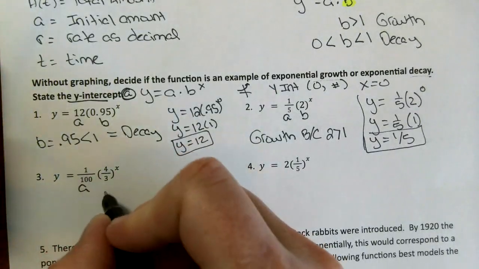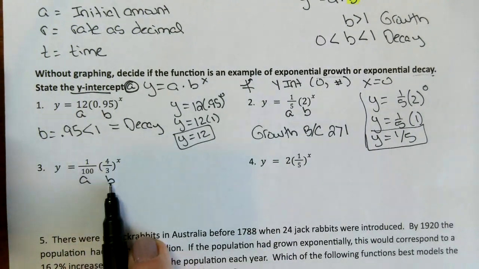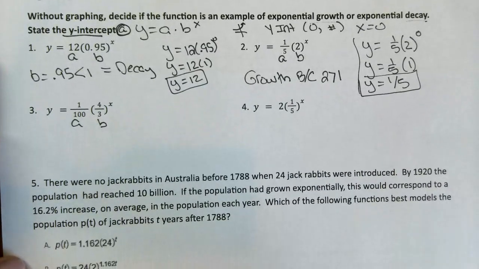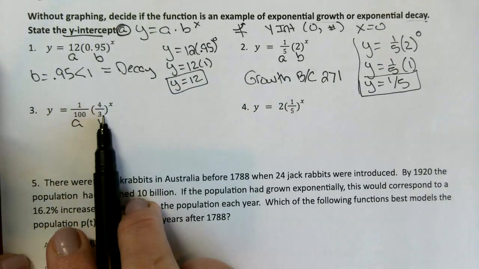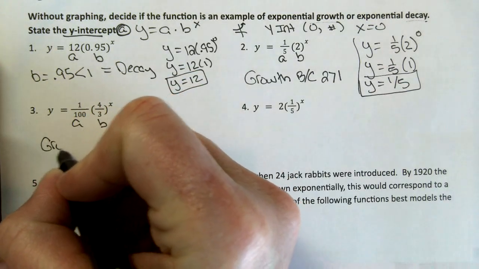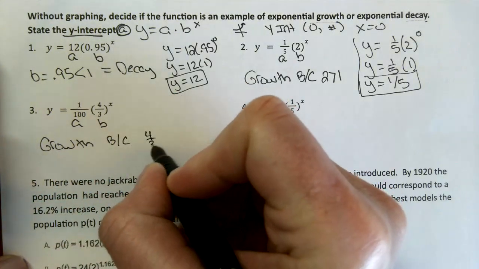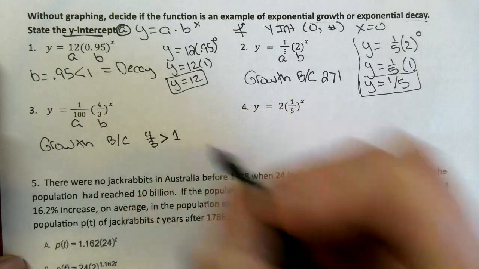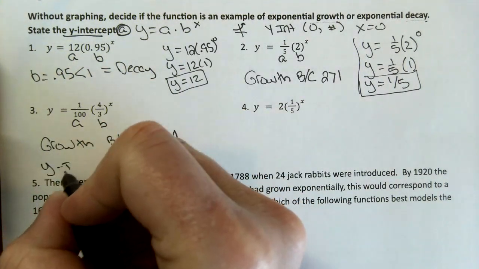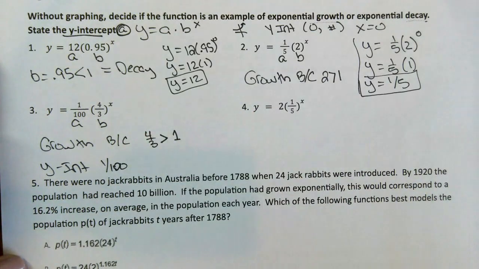All right, so there's my A, and there's my B, and 4/3. You can't just look and say, oh, if it's a fraction, it's decay. That's not true, because 4/3 is a number bigger than 1. So right here, I have growth because 4/3 is greater than 1. And then I can say my y-intercept is 1/100th.